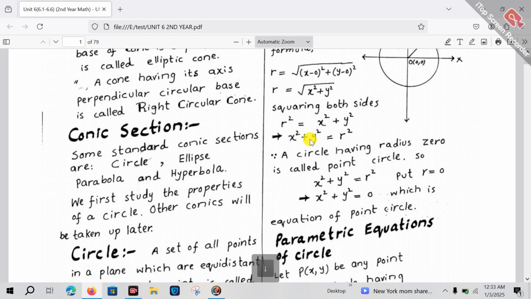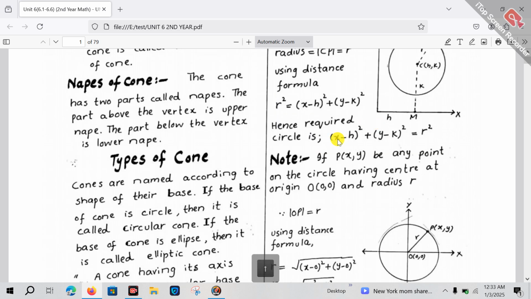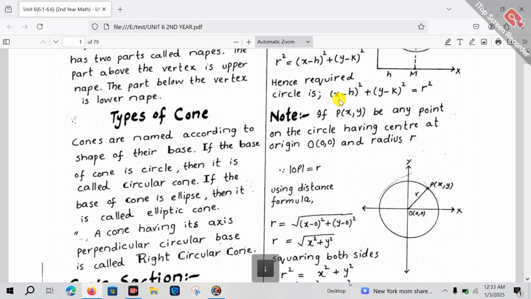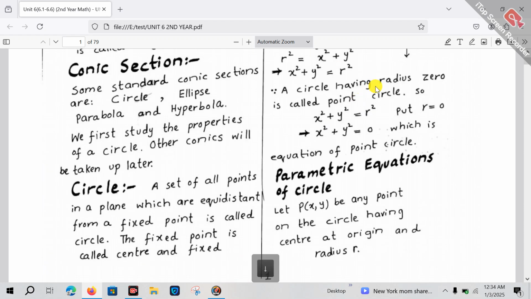Now, I think for MCQs, consider it. Here the standard form of the equation of circle is (x - h)^2 + (y - k)^2 = r^2. If we put h = 0 and k = 0, then what is the name of this type of circle? So the answer is that this is the equation of circle.